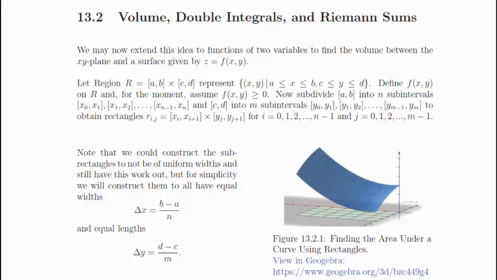All right, section 13.2, volume, double integrals, and Riemann sums. We can now extend this idea to functions of 2 variables to find the volume between the xy plane and a surface given by z equals f of x comma y. Let the region R equal [a, b] crossed with [c, d]. So this is an x interval and this is a y interval.